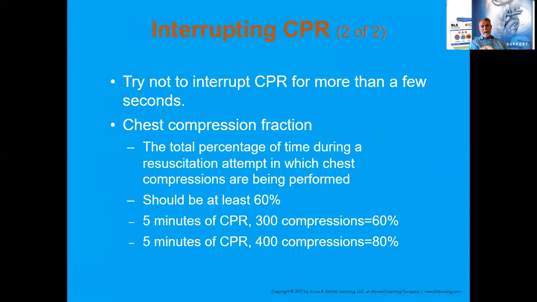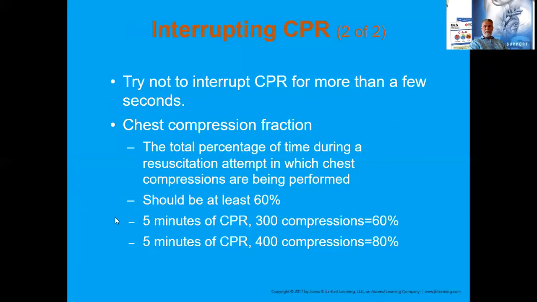There was some data here also, if you look down the next part on chest compression fraction, or what's called CF in the manual. It's the total percentage of time during a resuscitation attempt that chest compressions are being performed. Why is this important? Well, the higher the compression fraction, the more oxygen that gets to the person's brain, the higher the likelihood of, and I didn't see this word put into this presentation, but it's called ROSC. ROSC stands for return of spontaneous circulation.